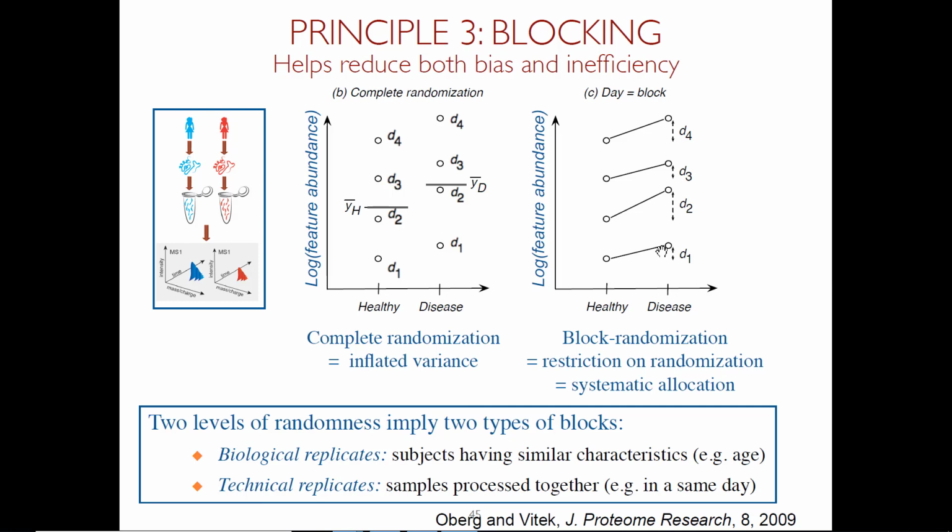Now, in this case, you know that the block variable is time or the days. How would you decide what the block variables are in an experiment like mass spectrometry? How will you decide? So time is a really good one.